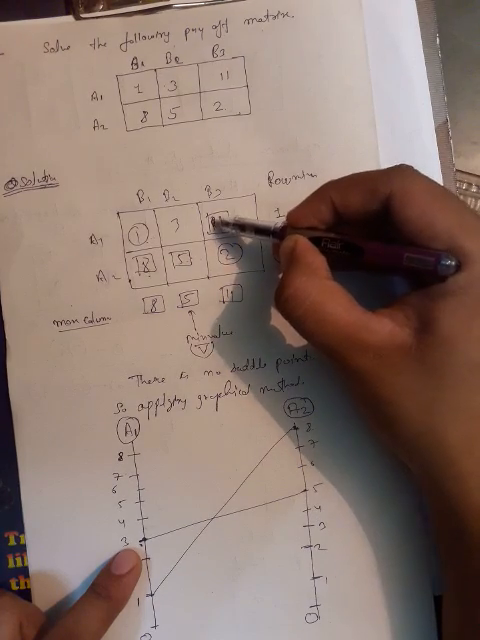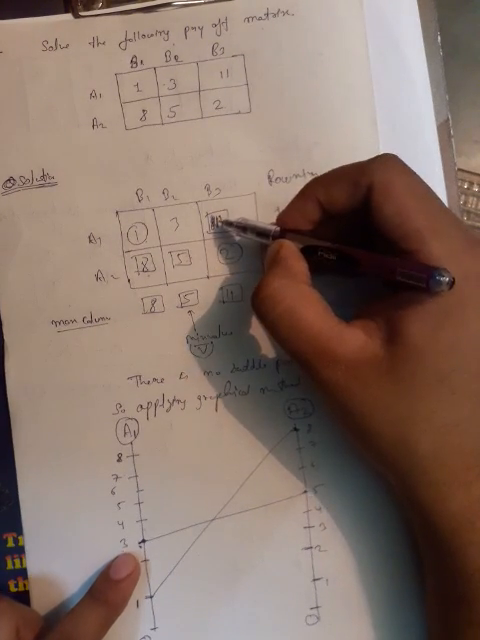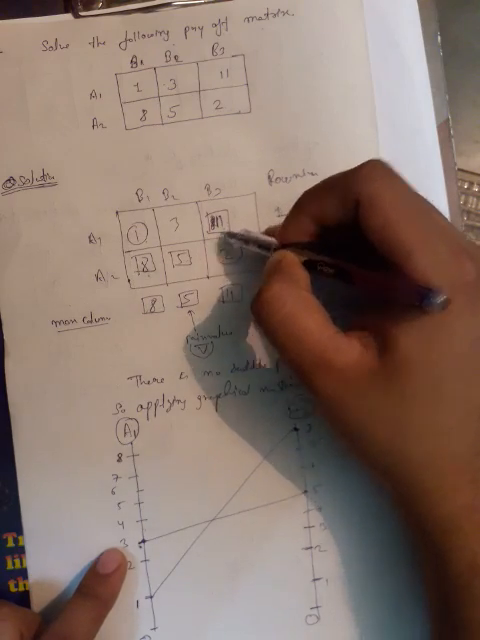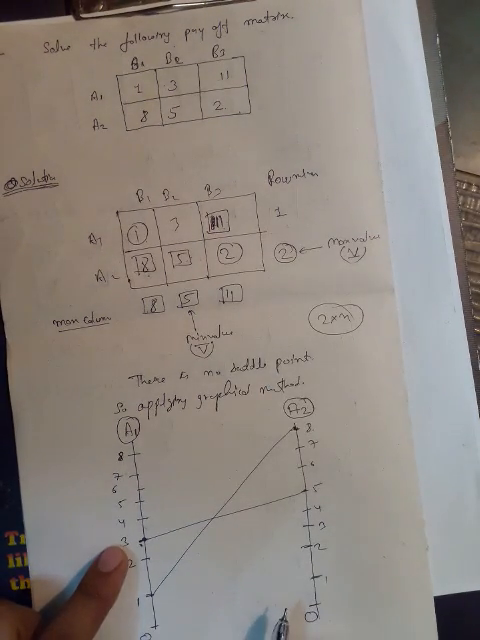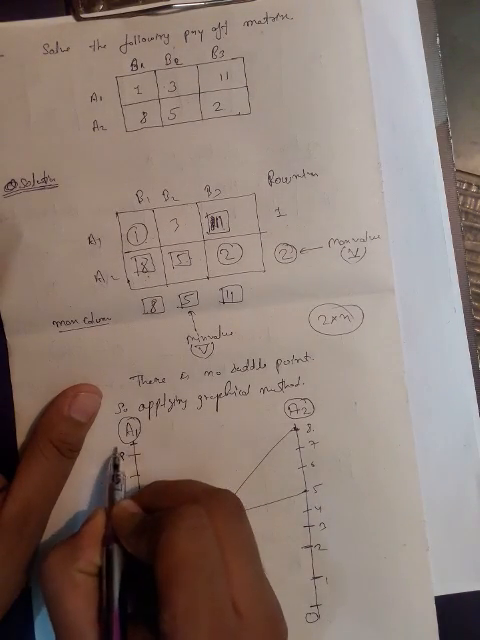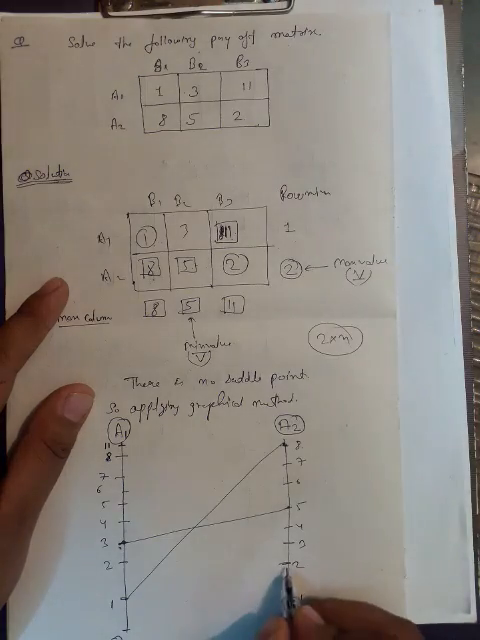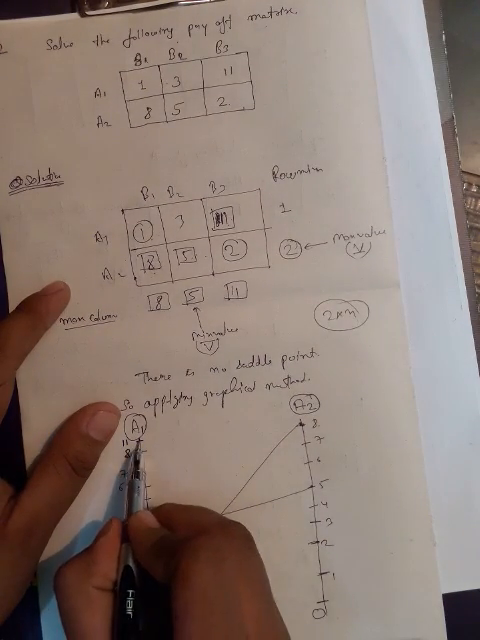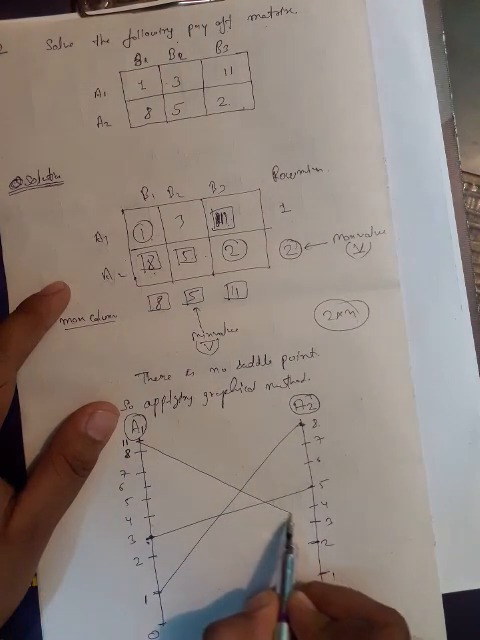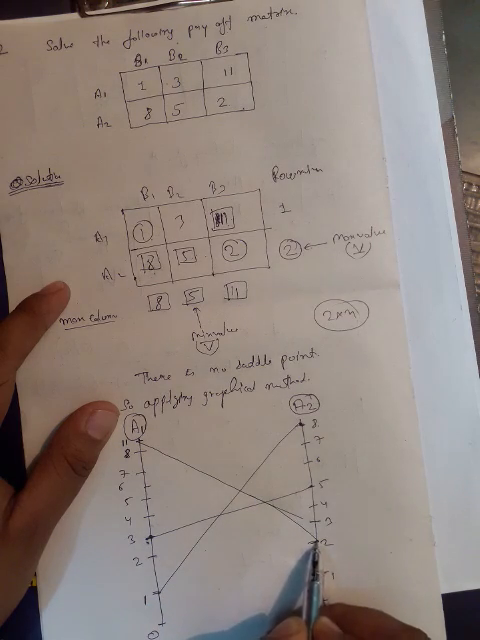And the third column, A1 as 1. Sorry, 11 it is. A1 as 11. Suppose 11 is here. A1 is 11 and A2 is 2. A2 is 2. So join it. So you get 2 here.